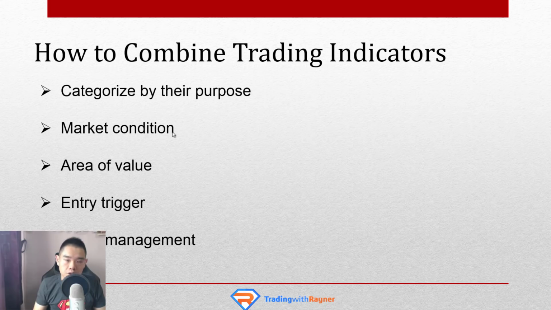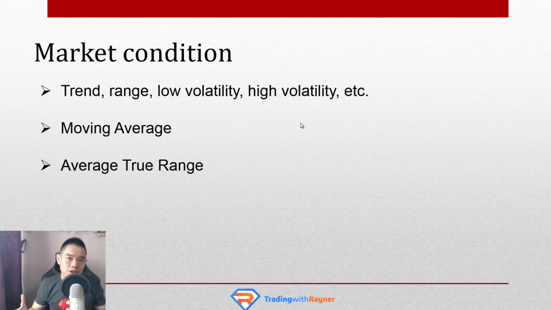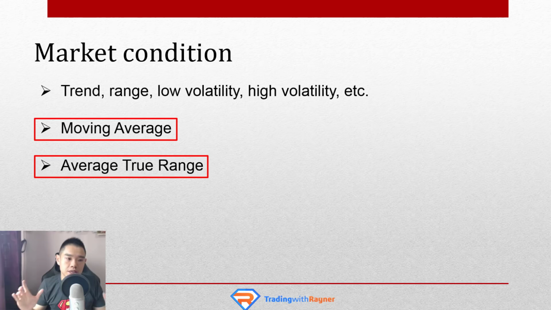The first one is market condition, then area of value, entry trigger, and trade management. Let's talk more about it. For market condition, what you want to do is identify the trend, identify whether the market is in a range, and identify whether volatility is high or low. There are many indicators for this, but to simplify, I'm only using moving average and average true range because I just want to illustrate the concept to you.